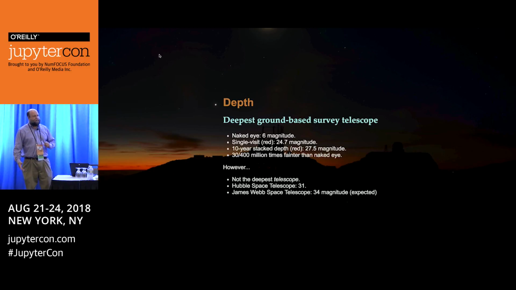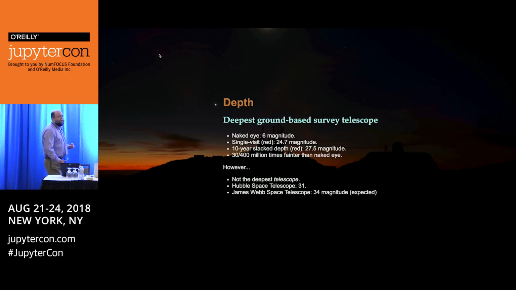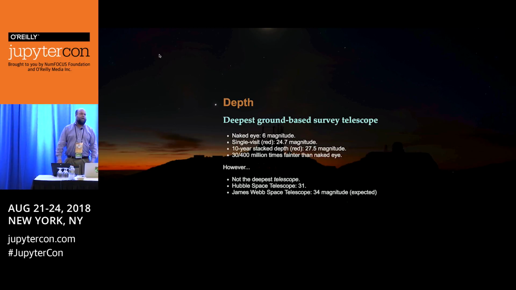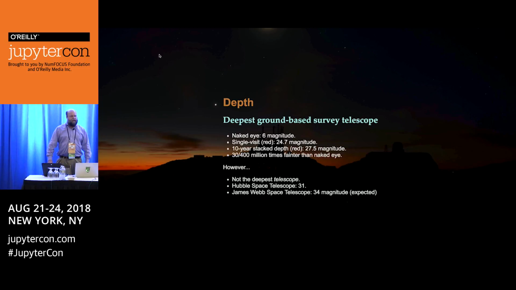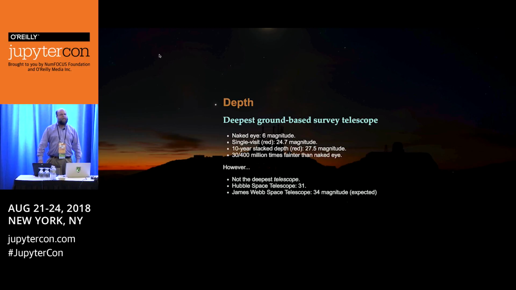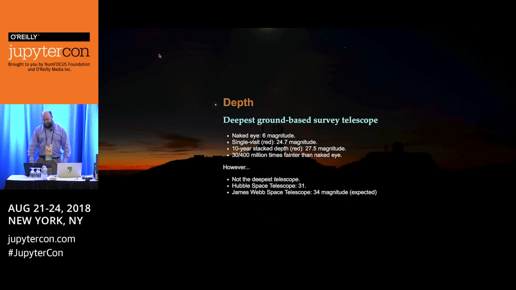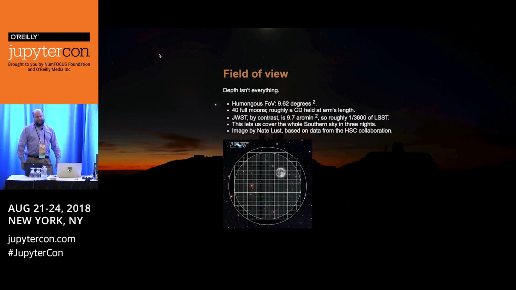I mean, I'll give you something else that doesn't mean much, but is a little easier to visualize. Take a golf ball, illuminate it by the sun, now put it in the moon's orbit. We can see something that faint on a single visit. It's not the deepest telescope, but it turns out the depth isn't quite everything. We also can see an enormously wide field of view, and that's why we can do this survey.